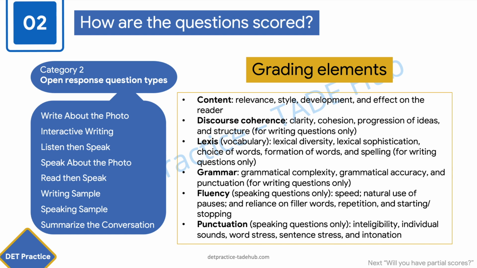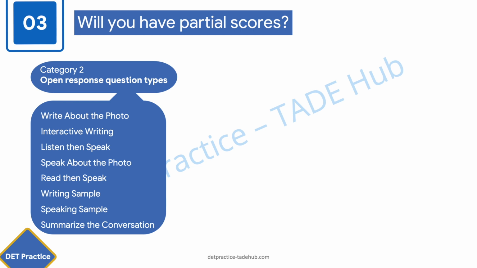Discourse coherence means the clarity, cohesion, progression of ideas, and structure. Lexis includes lexical diversity, lexical sophistication, choice of words, formation of words, and spelling, but only for writing questions. Grammar includes grammatical complexity, grammatical accuracy, and punctuation, while fluency and pronunciation are only used to judge your skills for speaking answers. Some DET takers are confused whether they get a partial score for each question type or not, so this part will explain everything in detail.